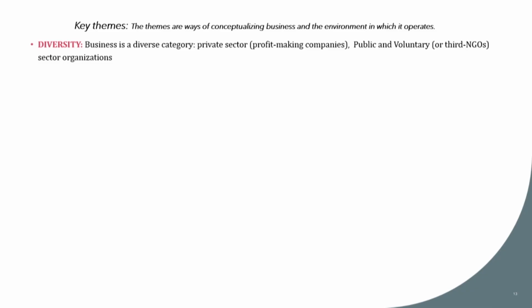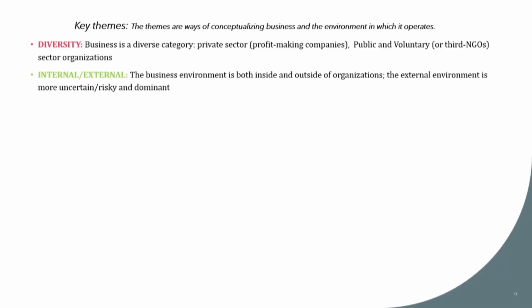So there are different themes. Let me go one by one. One is called diversity. Diversity means business is a diverse category. So there will be private sector, public sector, voluntary, that is the third sector, NGO, non-government organizations. So we need to see what kind of business we are talking about. So diversity is one of the components.